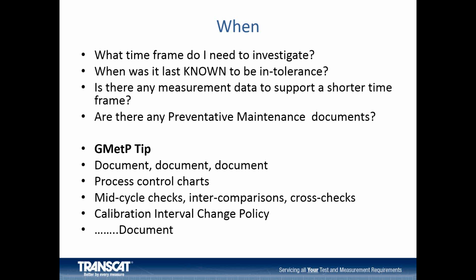Calibration interval change policies. Are you looking at your calibration intervals? If your instruments were found out of tolerance last time, I hope you reduce the calibration interval. It'll prevent you from having another out of tolerance case. Do you have critical processes? Maybe you should have shorter cal intervals on the critical processes. All right, these are some things to think about.